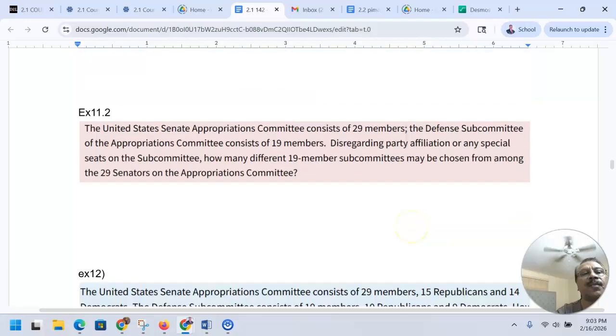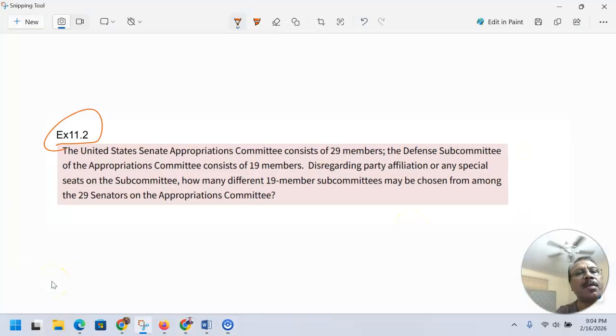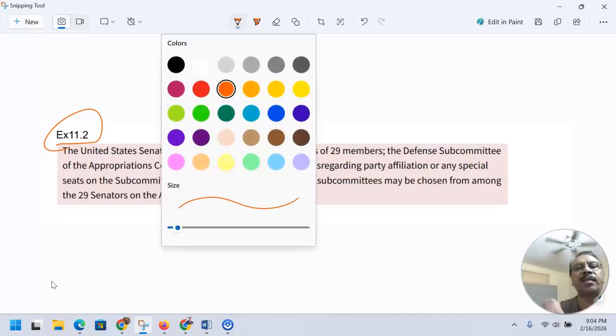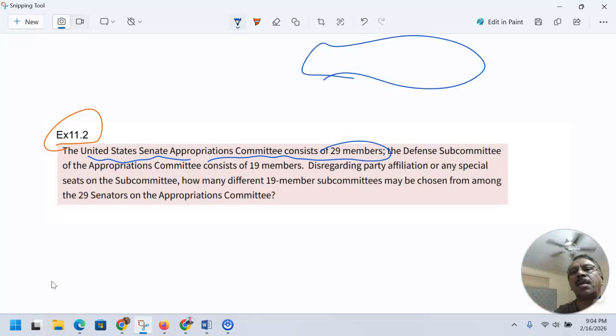Okay, next is example number 11.2. More examples. The United States Senate Appropriations Committee consists of 29 members. This is the main big one, which is 29 members, which I can also put at the end.